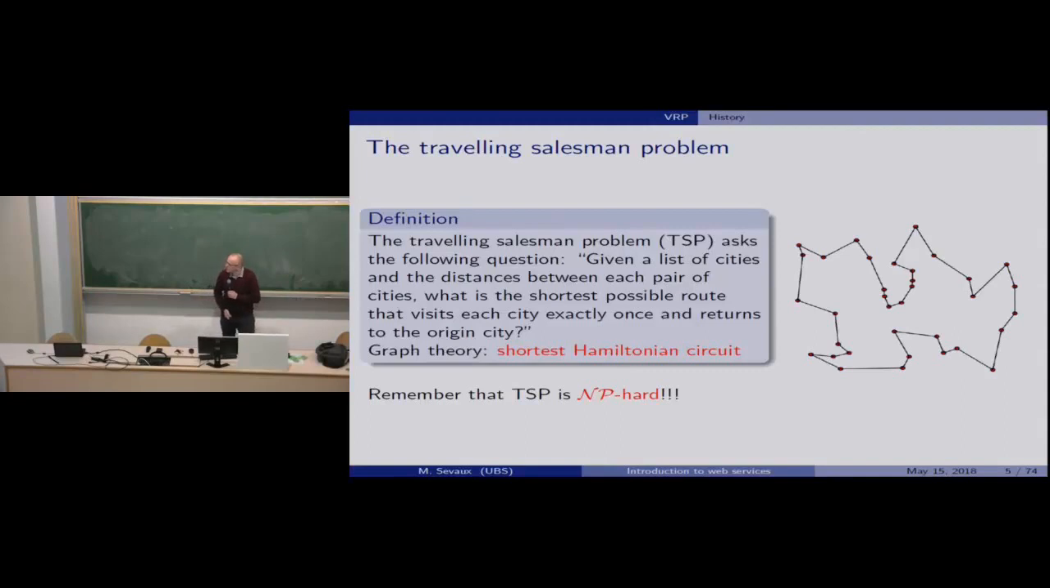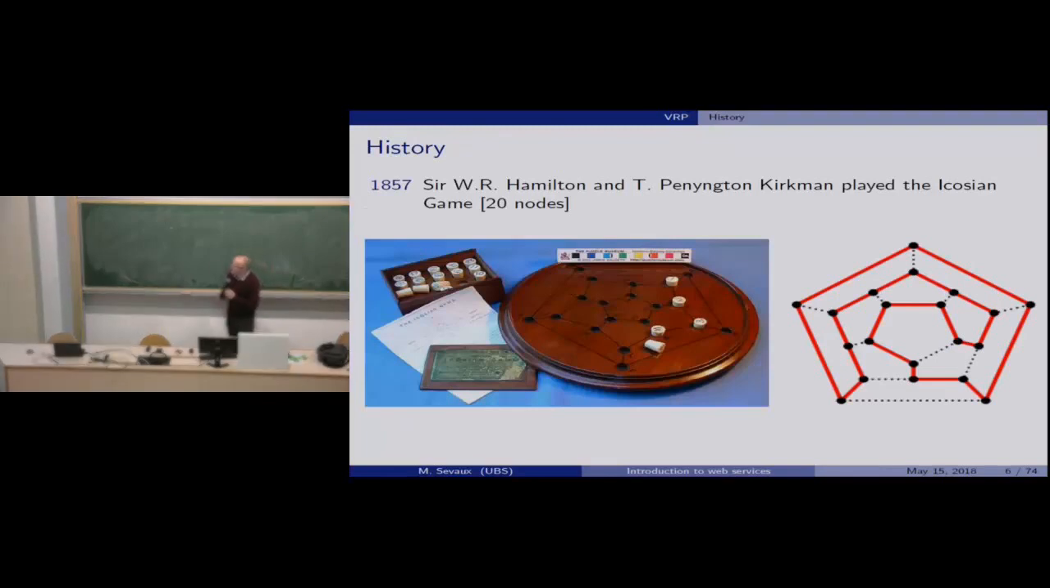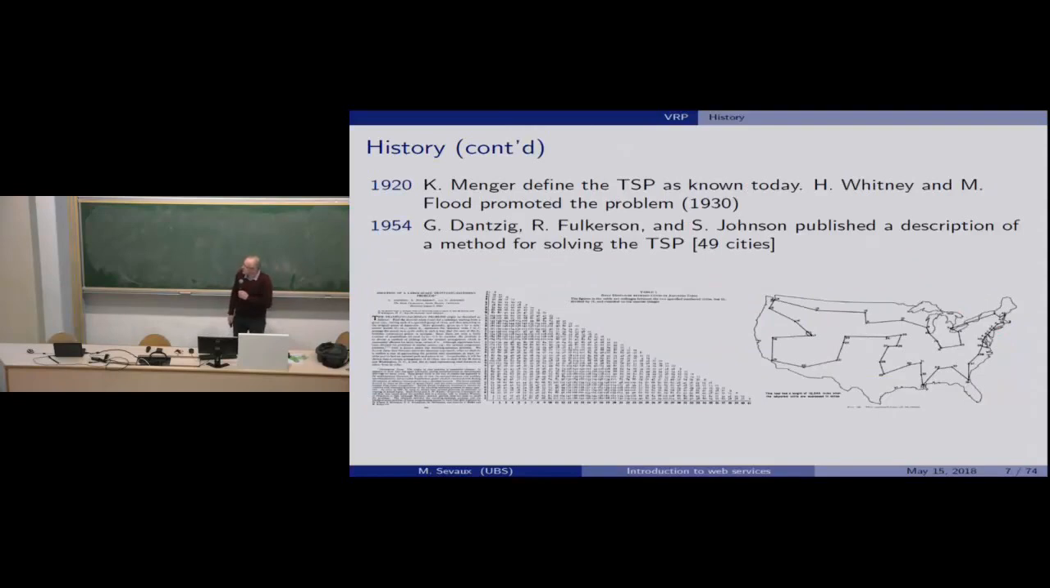Everybody knows the Traveling Salesman Problem, which is, let's say, the root of the VRP. And just to remind you, it comes from a very long time ago, from Sir Hamilton. This is the Icosian game. In that game you have to create a route between the different positions, the shortest possible route, which is basically the shortest Hamiltonian circuit, the TSP. And it was followed by some papers. This is part of our scientific history.